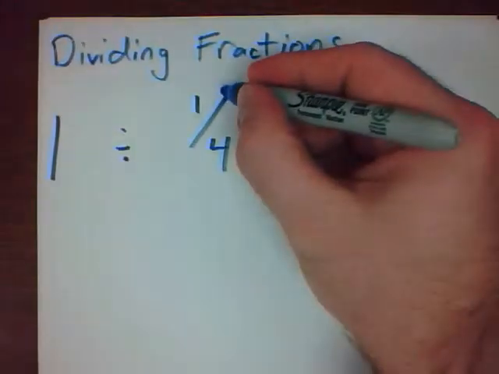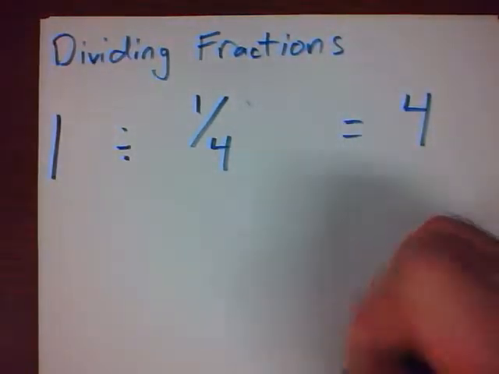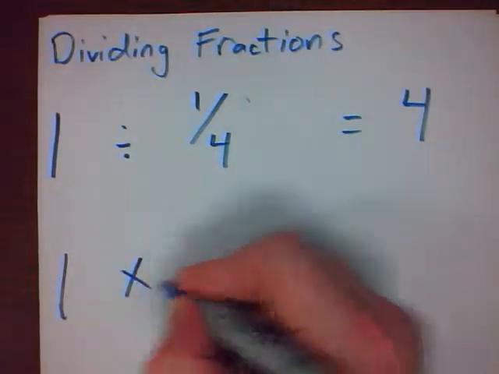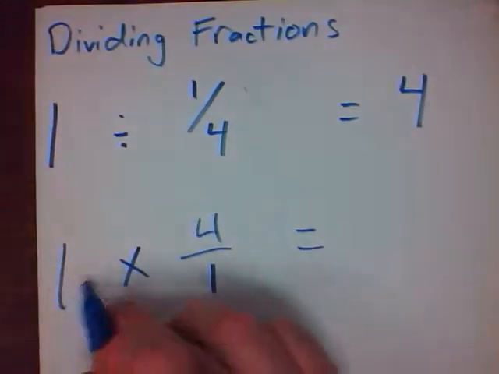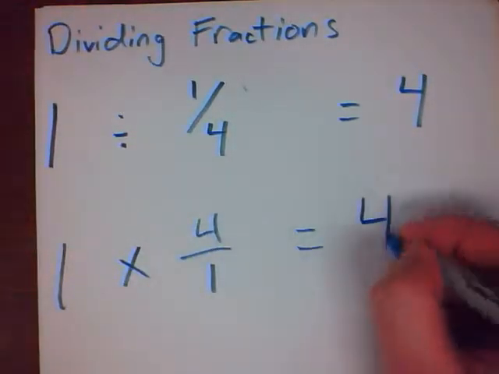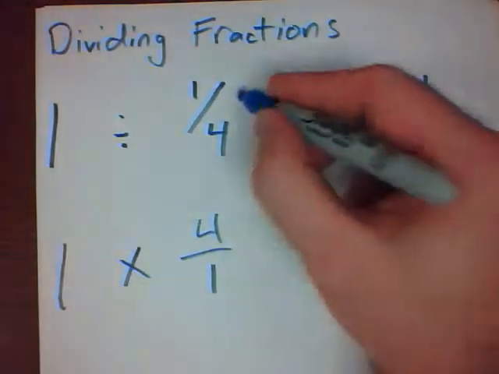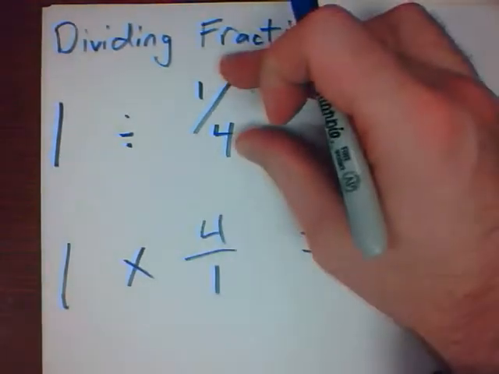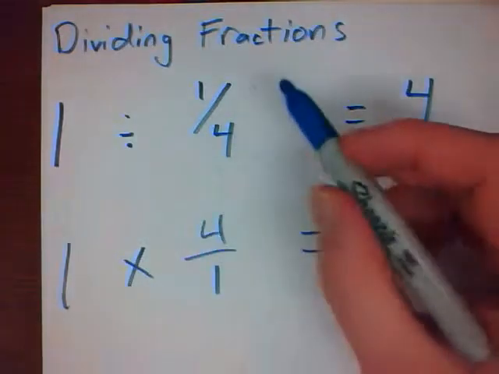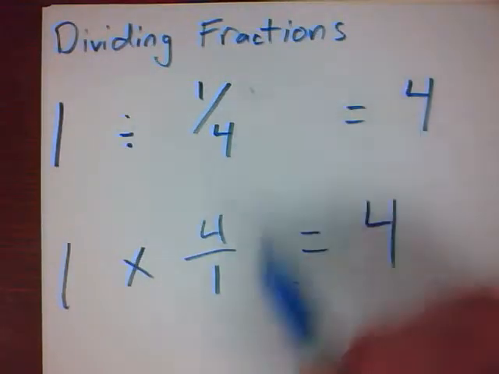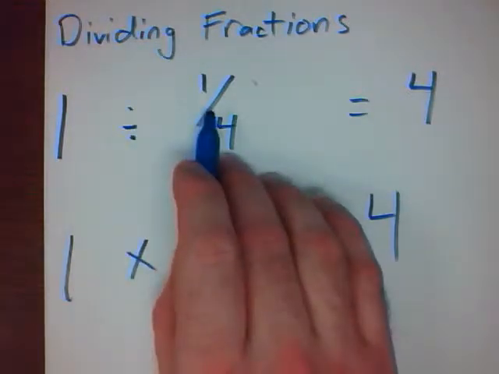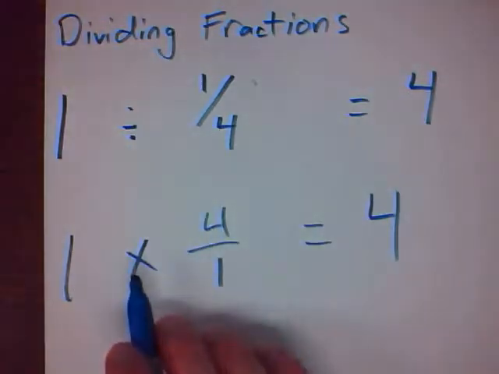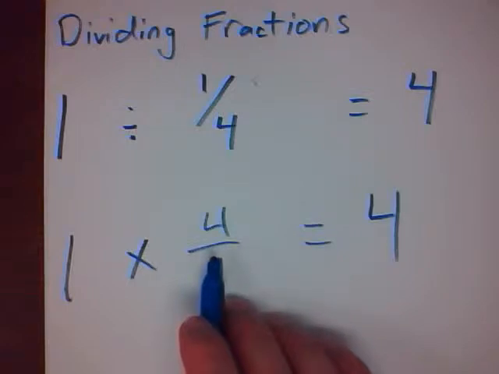What if I took this and I flipped it upside down? And I times instead. 1 times 4 is 4. This is called a reciprocal, when you take a fraction and flip it upside down. In other words, dividing a fraction is exactly the same as multiplying its reciprocal, or the fraction flipped upside down.